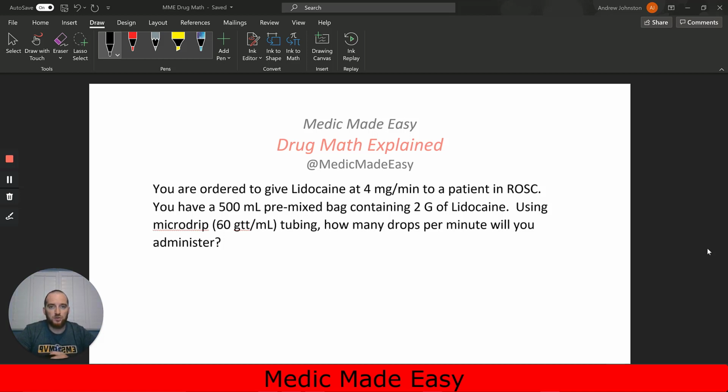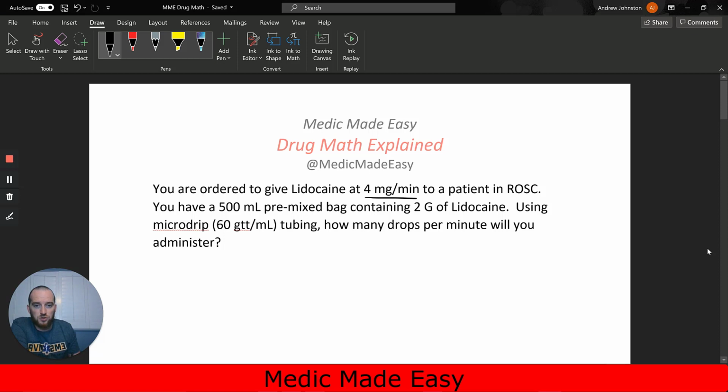All the information you need is in the question, right? It's just a matter of breaking it out and saying, what are those bits of information that we need? So we run through the various components, and we have a dose of lidocaine at 4 milligrams a minute. I like to just list everything out. Our dose is 4 milligrams per minute.